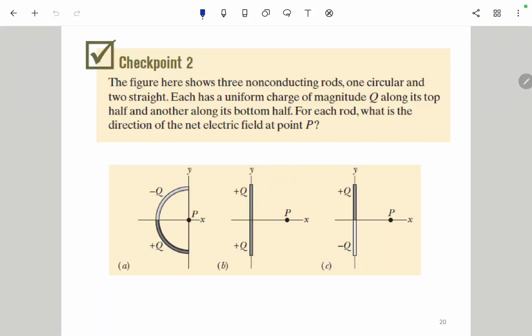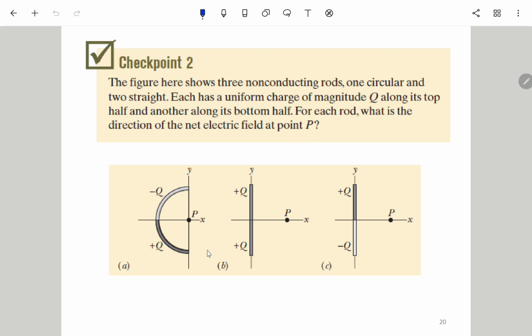Let's have a quick checkpoint to get you familiar with how to do some cancellation for the symmetrical structure. The figure here shows three non-conducting rods, one circular and two straight. This one is circular, these two are straight, and each has a uniform charge of magnitude Q along its top half and the other along its bottom half. For each rod, what is the direction of the net electric field at point P?